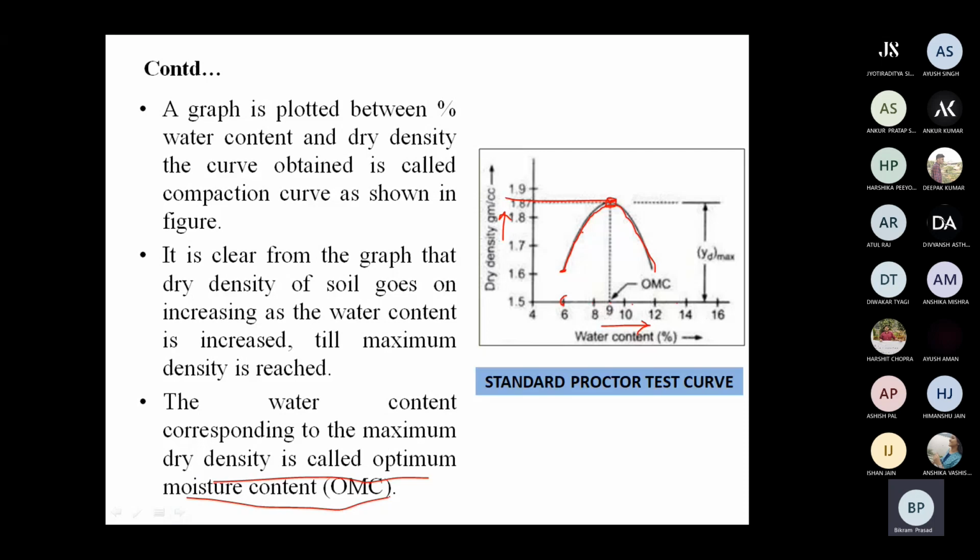So you can see from the graph the values slowly increasing, and once it reached the maximum value, if you keep adding more water, obviously it will come towards the density of the water, because the mixture is getting more water added. So the dry density will reduce further. So this is basically the concept.